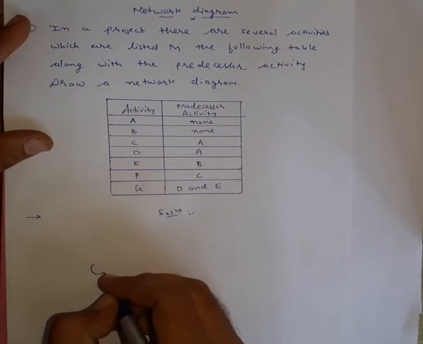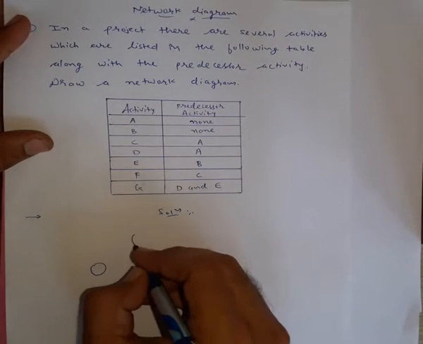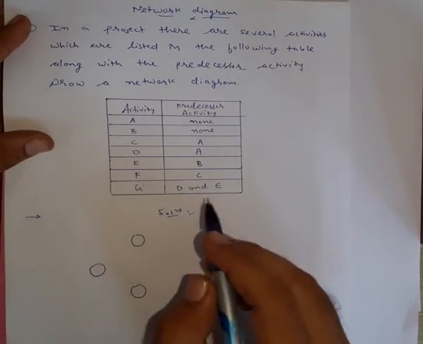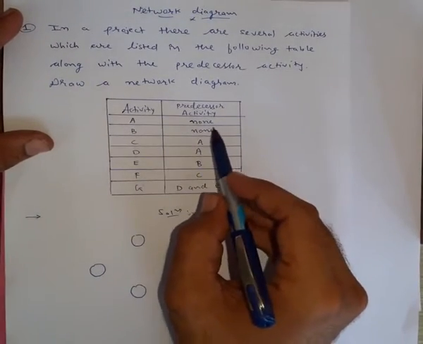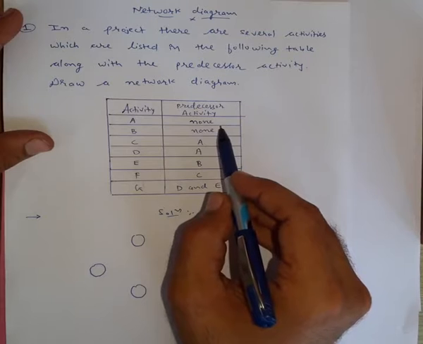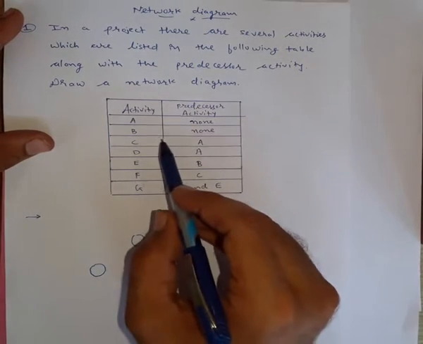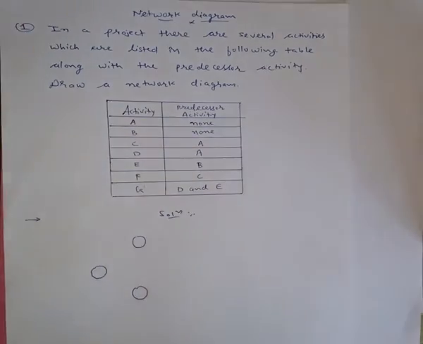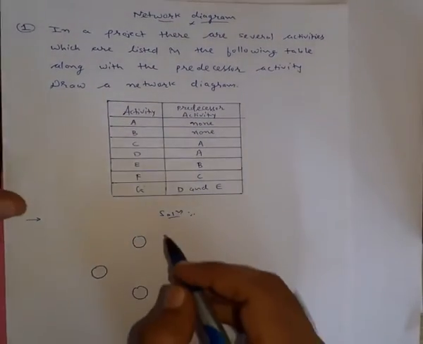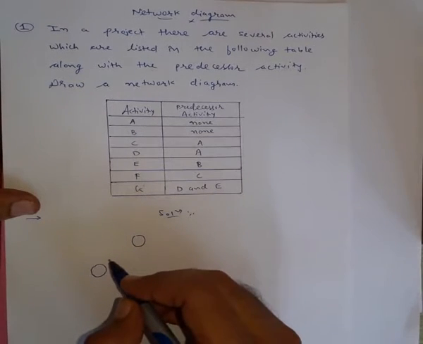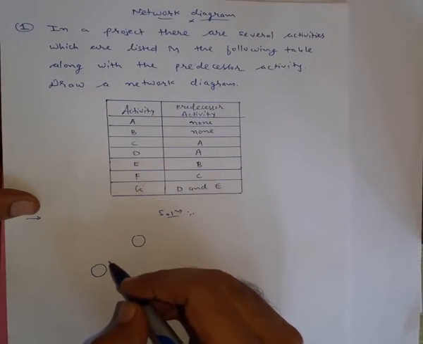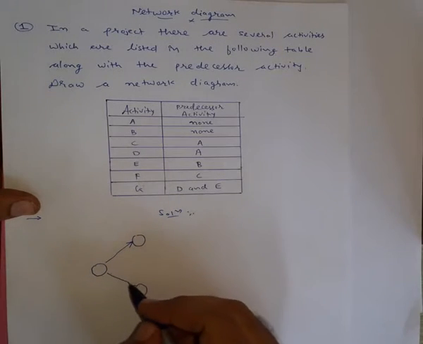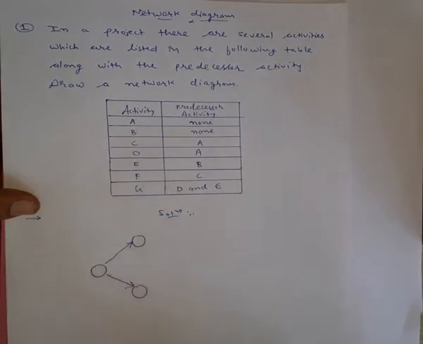Activity A, activity B, activity C. So you can see now, for activity A the predecessor activity is none, and for activity B also the predecessor activity is none. So both the activities are independent. It means that they don't depend on any activity. So those two activities are independent. They don't depend on any other activity. So this is activity A and activity B.